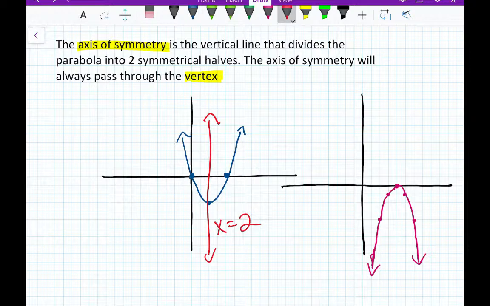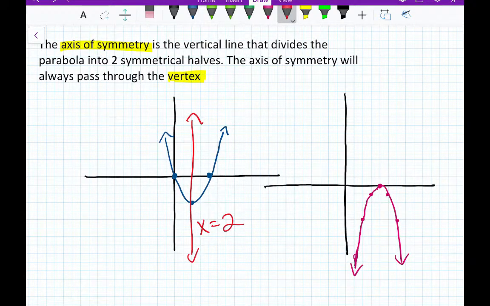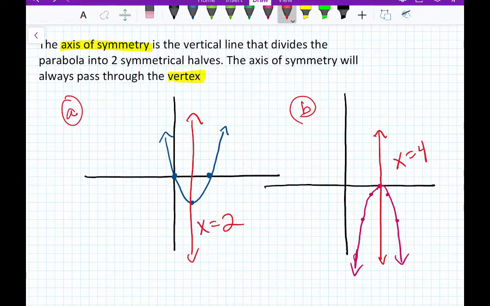So again, the axis of symmetry goes through the vertex. So it splits the parabola into two symmetrical halves. In other words, if I fold the paper on that axis of symmetry, the parabola would line up on top of each other. So over here, my axis of symmetry again goes through the vertex. And so my axis of symmetry in this example would be x equals 4. So your axis of symmetry should always have an equation of x equals the x-intercept of that line because it's an undefined slope.